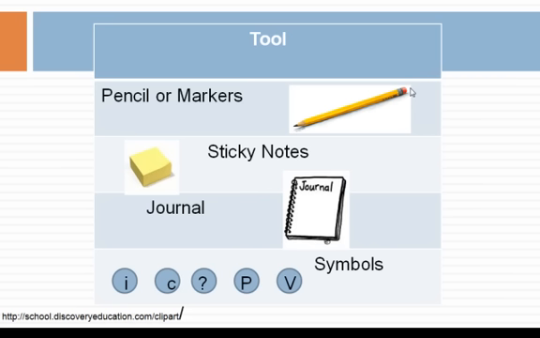Also, don't forget your symbols. Again, those are just to note what strategy you used. So if I were to make a prediction, I would put the P with a circle around it, and then I would, on my sticky note or either in my margins or in my journal, write what my prediction was so I could come back later and see if I was correct in my predicting.